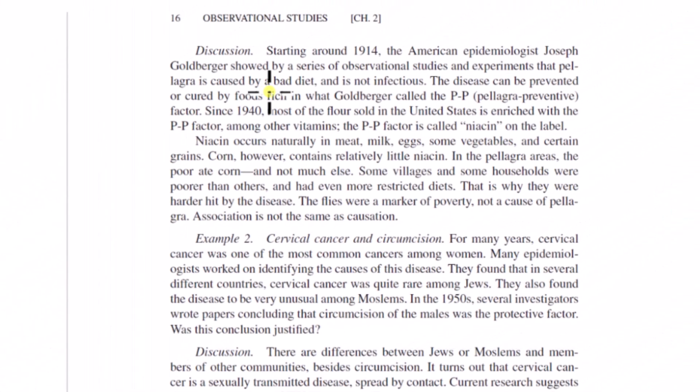Well, another study found that it was actually caused by bad diet. It wasn't infectious, being transmitted. A lot of people in poverty ate only certain foods, like only certain corns that didn't contain nutrients that help to fight off this disease. It says the flies were a marker of poverty, not a cause of pellagra. Association is not the same as causation. The flies were associated with pellagra, but it wasn't the cause. The diet was the cause.